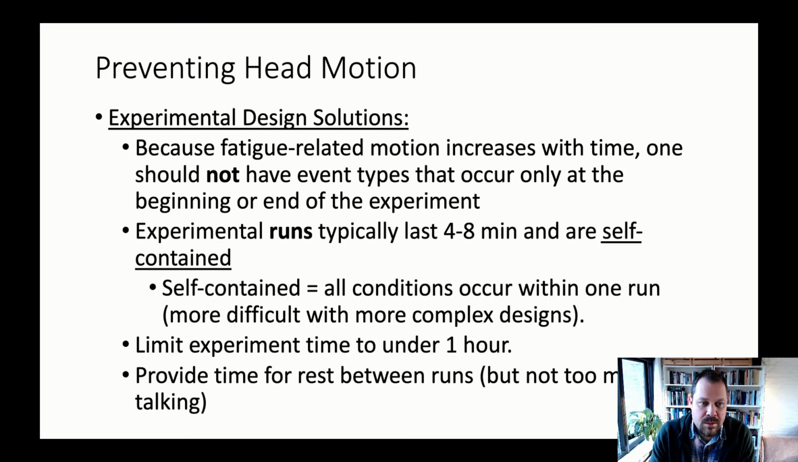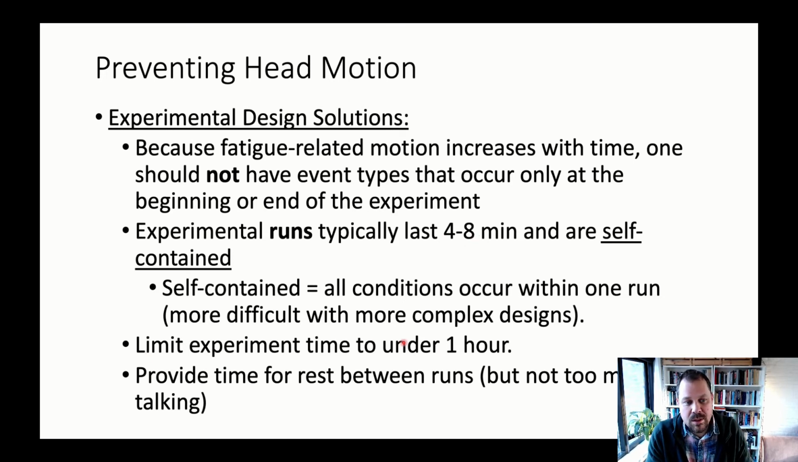What we're doing then is to have experimental runs that last somewhere around 4 to 8 minutes. Typically, they're about 8 minutes, to be honest, and that are self-contained. So that means they contain all the conditions that occur within the entire experiment, so that if you lose a run, you don't lose some of the conditions, and you can still analyze your data. This gets more difficult with complex designs, which is the reason why many times these runs are actually longer than 4 to 8 minutes. But we try to keep them as short as possible.